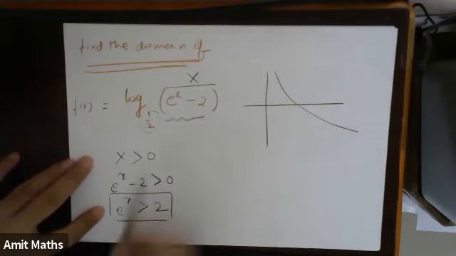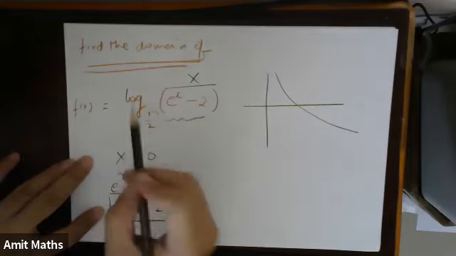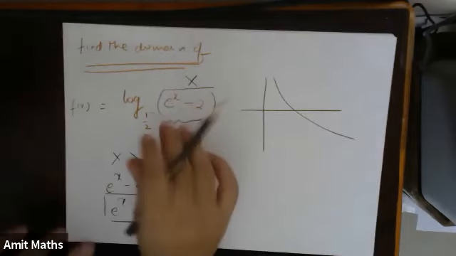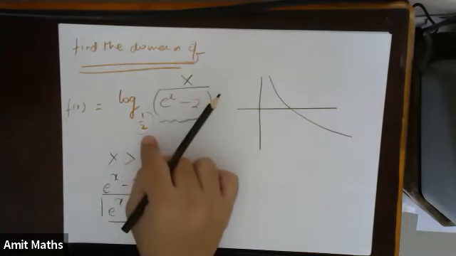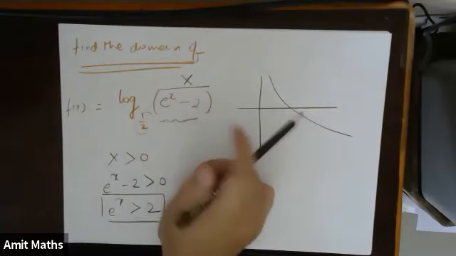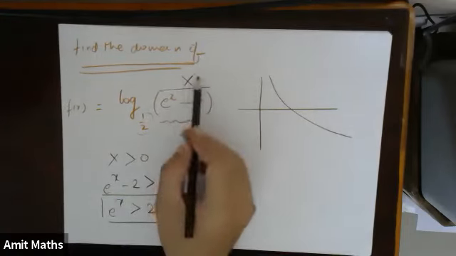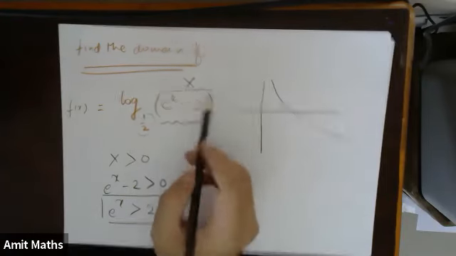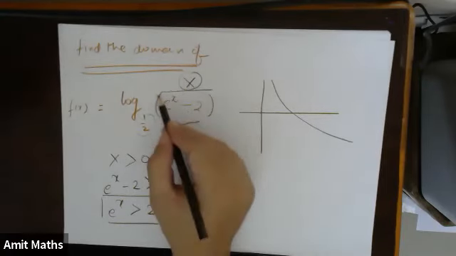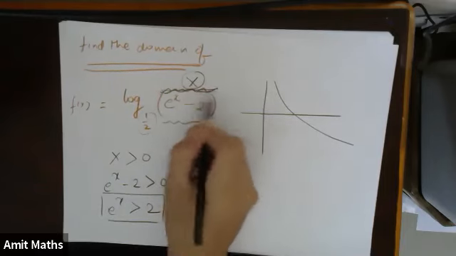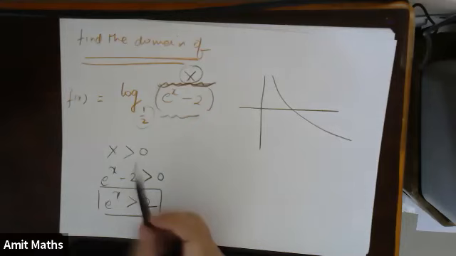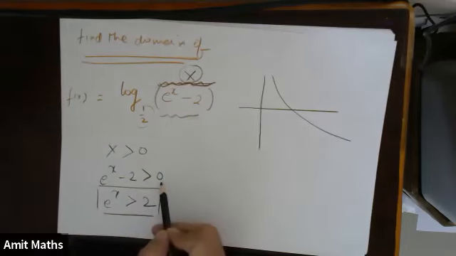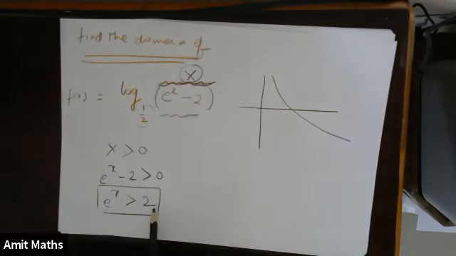Understood? If this was under a root or divided, then we would have thought about something more. But this is a normal log base 1 by 2 of e to the power x minus 2. The only condition on e to the power x minus 2, which I'm terming capital X, is that it should be greater than 0. So e to the power x should be greater than 2.